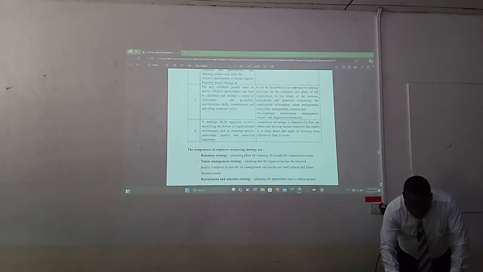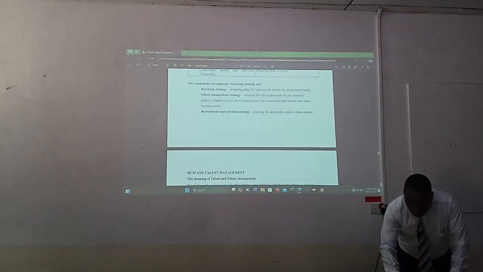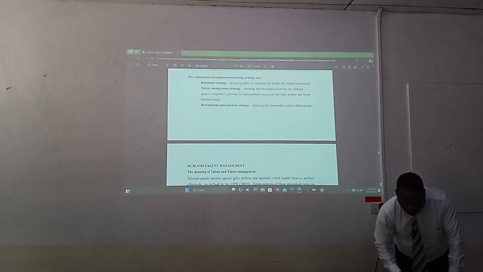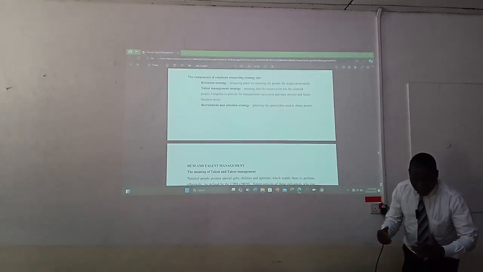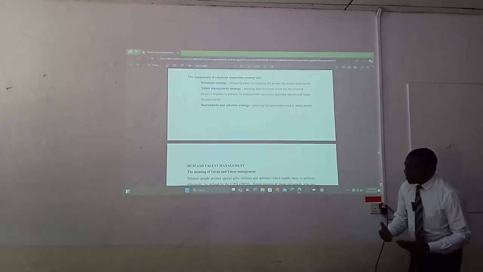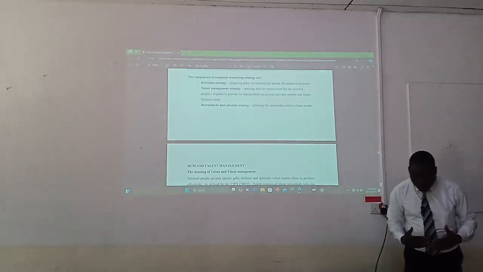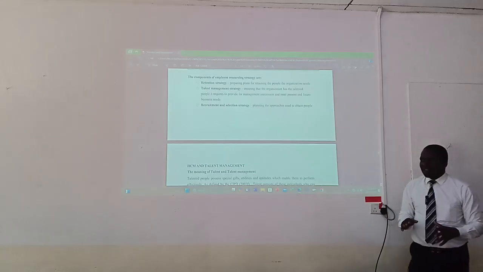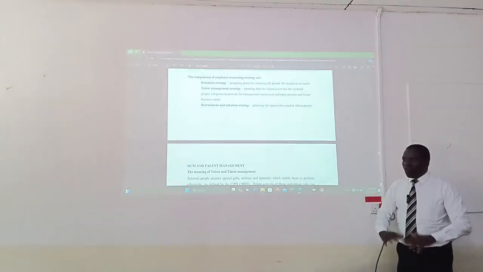Good. Let's come to the components of employee resourcing strategy. The components of employee resourcing strategies are number 1, 2, 3. Retention strategy. Okay, this is how you can strategize to have people in the organization. Number 1 is retention strategy: preparing plans for retaining the people that the organization needs. So as you are acquiring people to come into the organization, you must also plan in order to retain them.